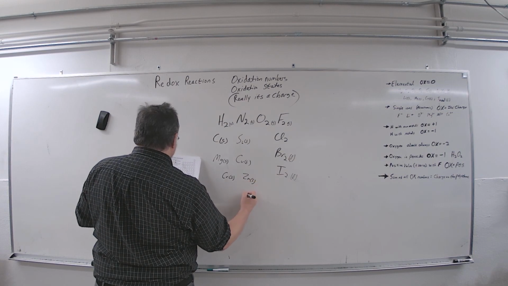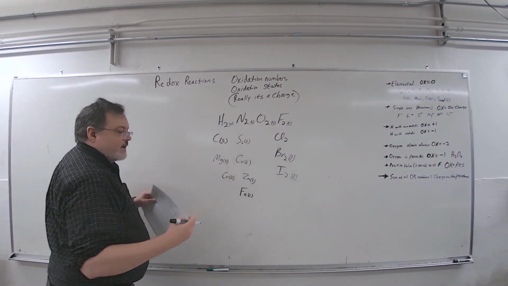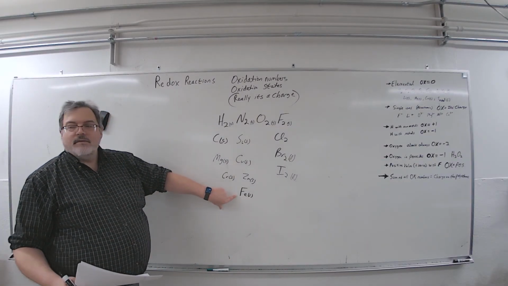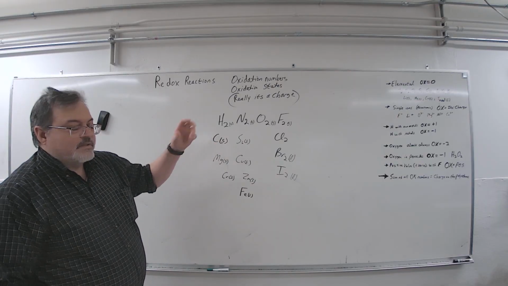Zinc is a solid. Iron is a solid, so if you had a big iron bar that went clang, that's the way we would write it: iron with an S in it. All of these have an oxidation state of 0.